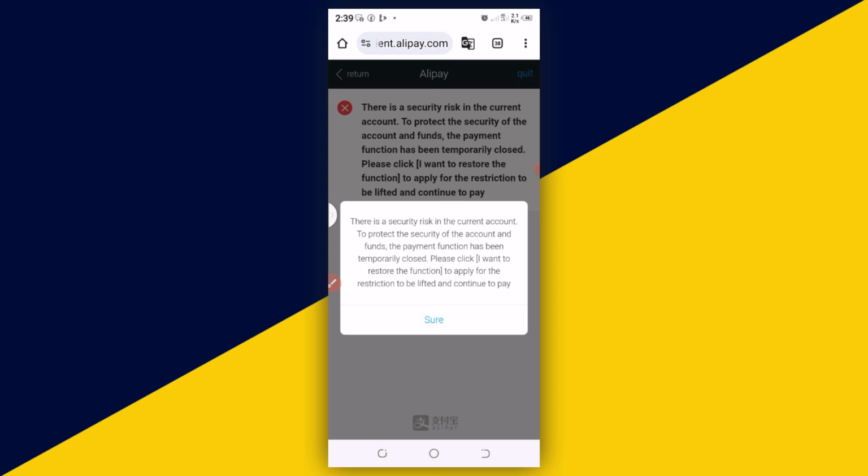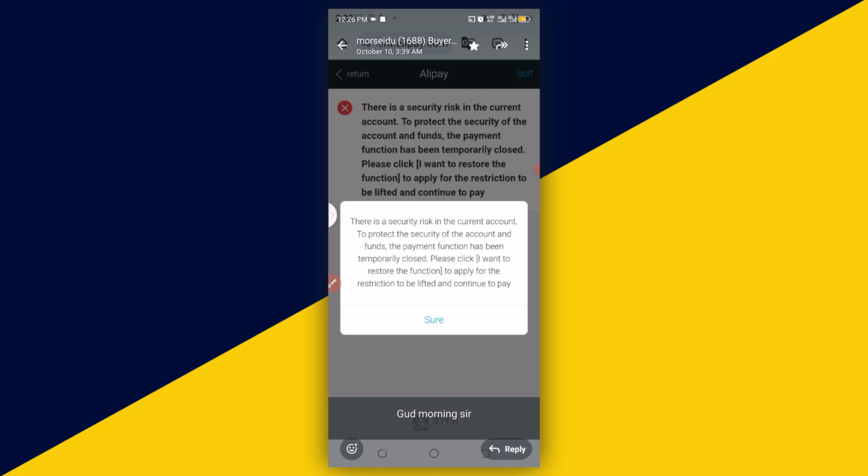So the message reads here that there is a security risk in the current account. To protect the security of the account and funds, the payment function has been temporarily closed. Please click I want to restore the function to apply for the restriction to be lifted and continue to pay. So this is the message right here. Once you click on sure, it's going to cut. Now, what actually happened here is that Alipay disabled the payment function of this particular account. And I will tell you why, and what exactly happened to this account.